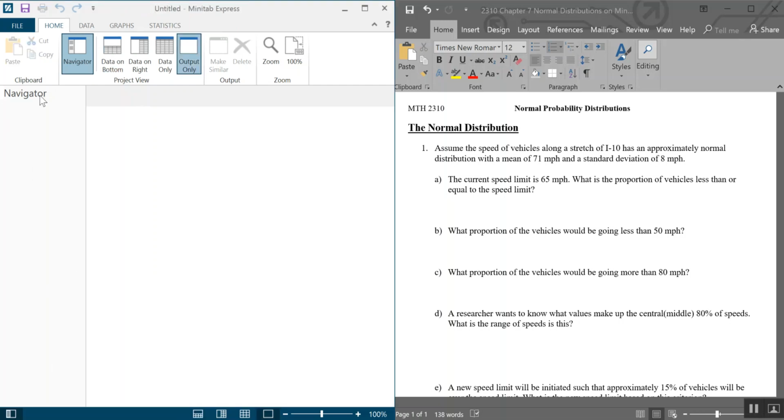I am going to leave the navigator in place in case I need to go back to previous calculations. If you don't think you're going to go back, you can always turn the navigator off. This is usually the default with Minitab Express.